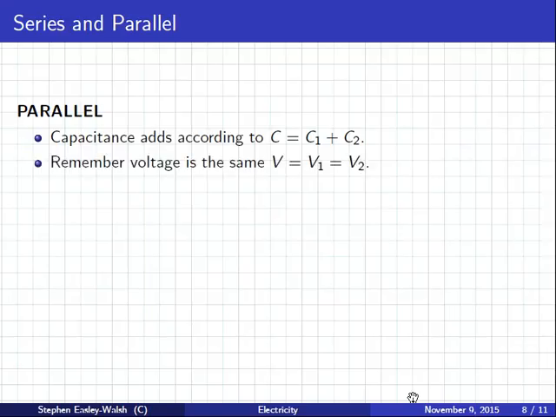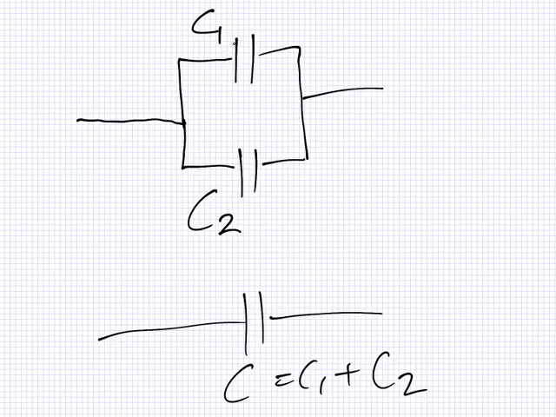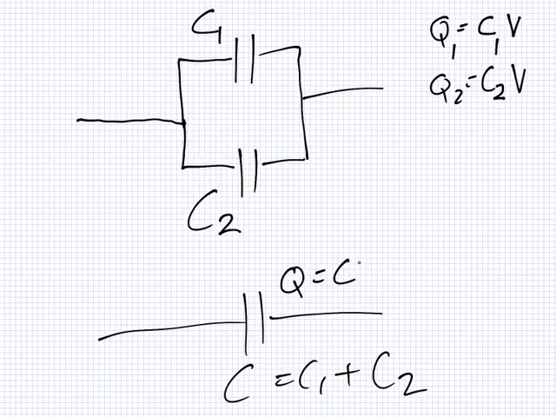Remember that the voltage stays the same? Here, V1 and V2 are the same, yeah? So, what's the formula for Q? It's equal to CV. So Q1 would be C1V, and the V here and the V here is the same, and Q2 equals C2V.